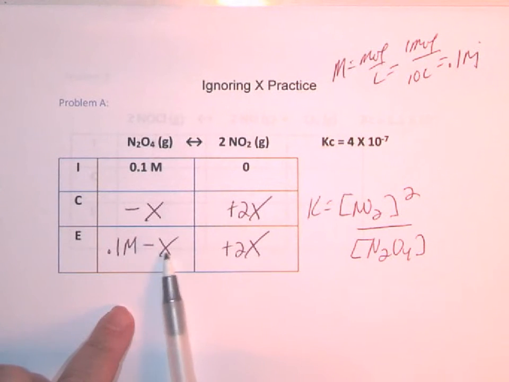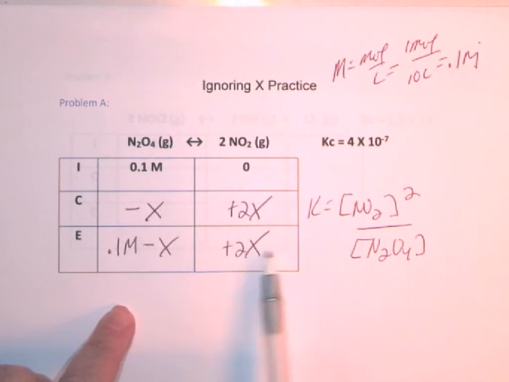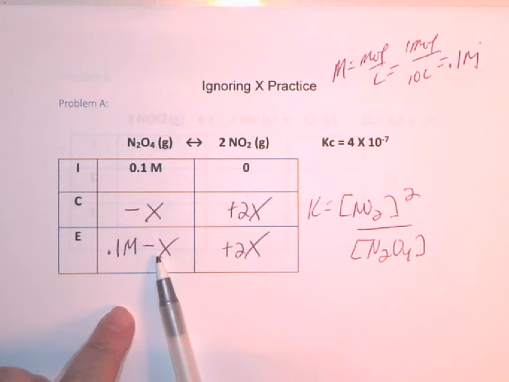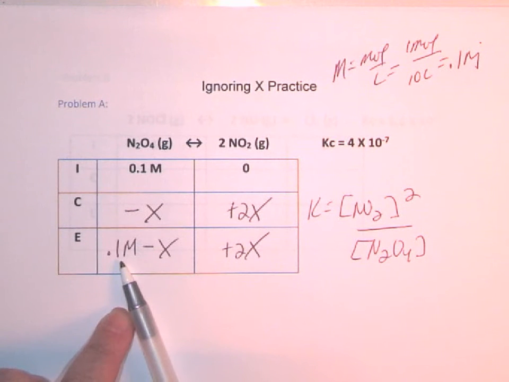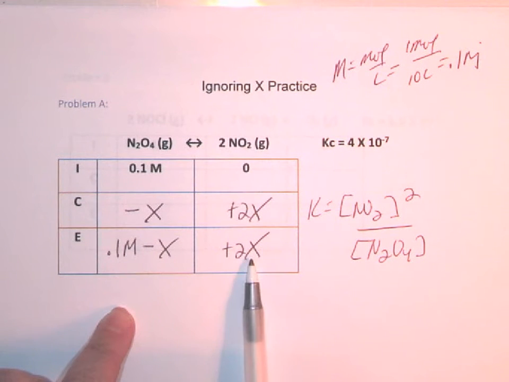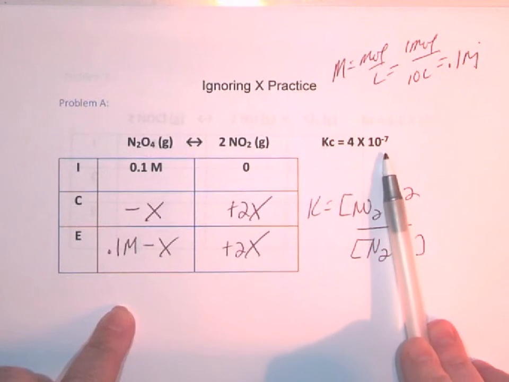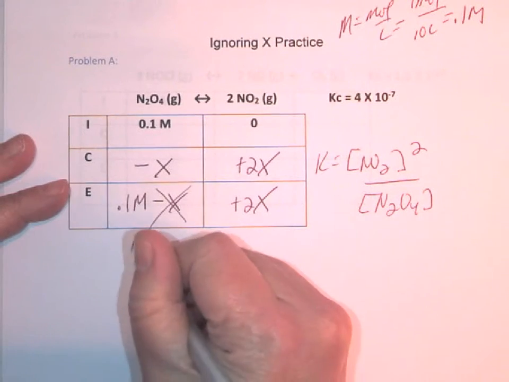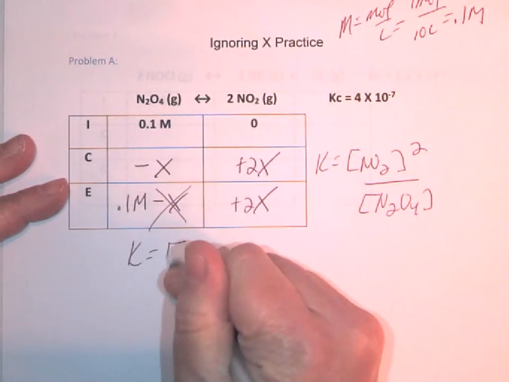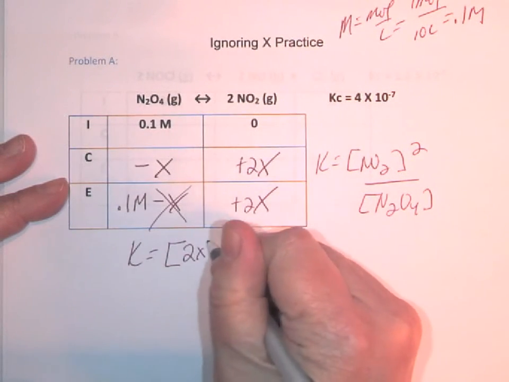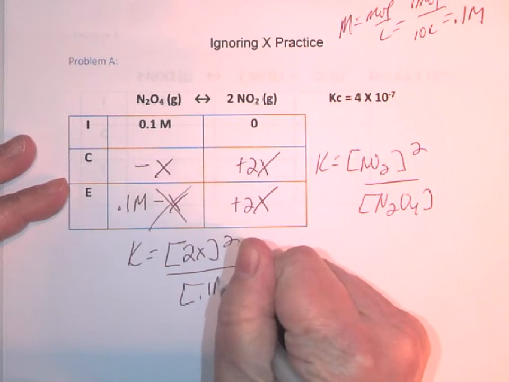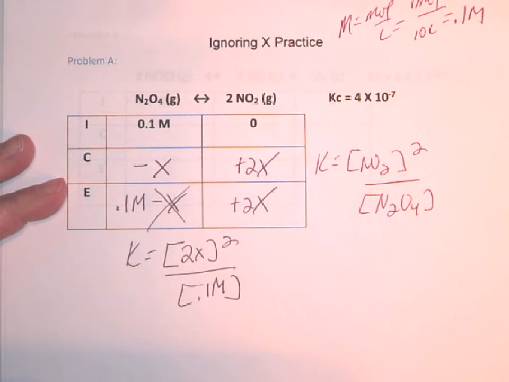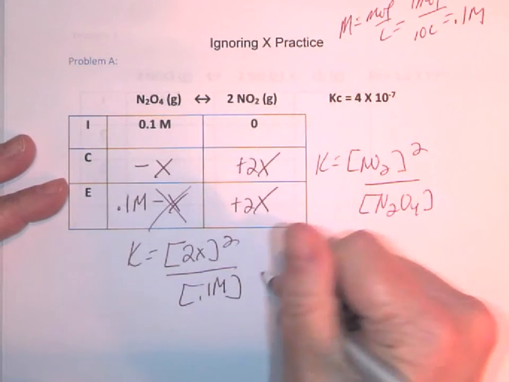So even though some of this has to be made into the product, I am going to assume that such a little amount is going to be removed from here that it's not even going to impact the 0.1 molar solution I'm starting with. I'm assuming I'm going to have a very, very small concentration over here because that's what the small K is telling us. So I'm going to ignore this x. I'm making my assumption. I'm going to write those E values where they belong in the K expression. So this is 2x squared now, 0.1 molar by itself.